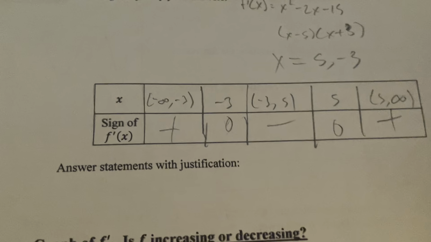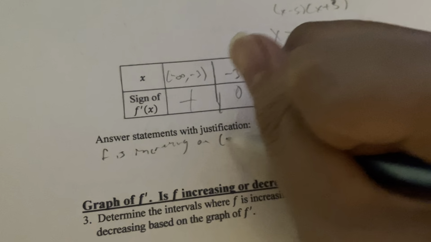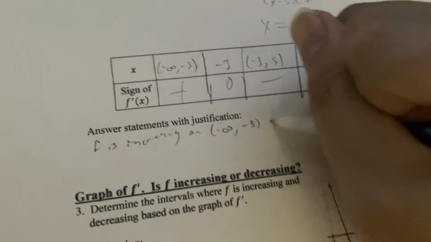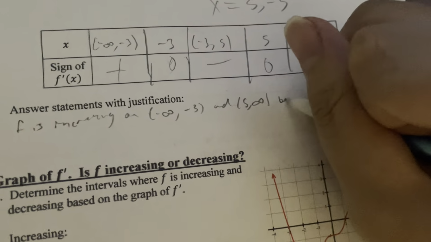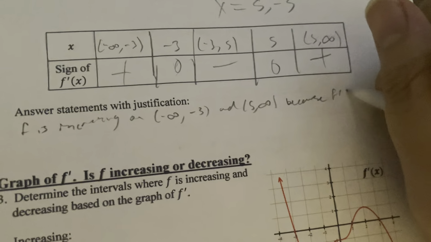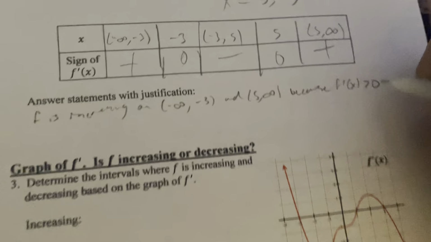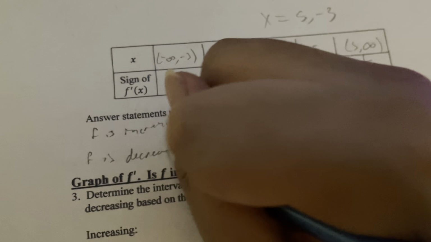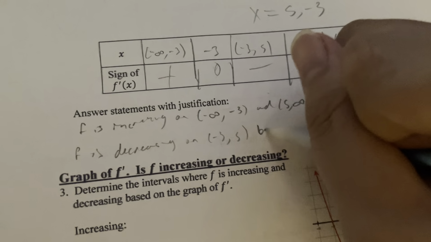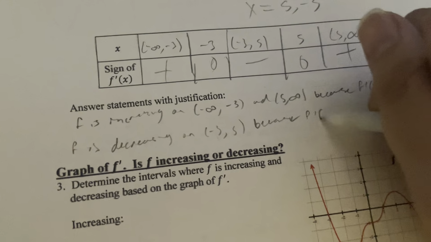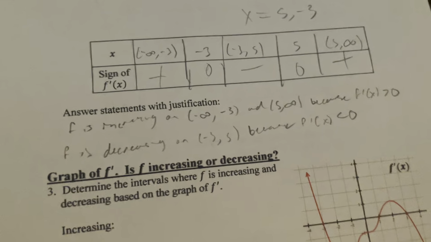Answer statements with justification. F is increasing on negative infinity to negative 3 and 5 to infinity because f prime of x is greater than 0. F is decreasing on negative 3 to 5 because f prime of x is less than 0.